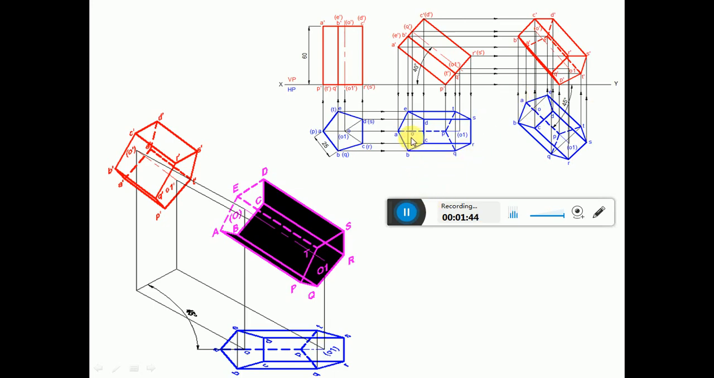Now you measure the length from O to O1, and from O you cut an arc on this to get this point O1. Then from O1 you measure the distance O1 to A. From O1 you mark that point to get this point A. Similarly, from O1 you measure the distance of O1 to P, and from O1 you mark that point on the 45 degree line.